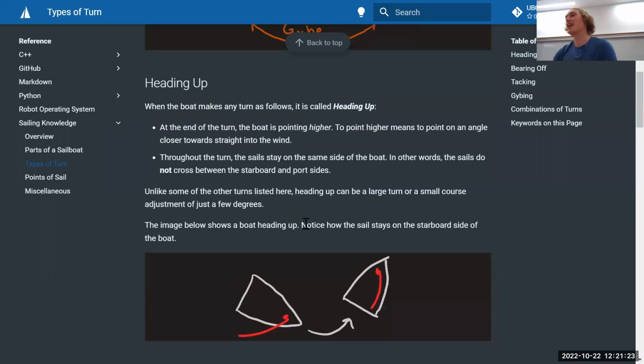So the first turn is heading up. So a turn when you head up, that just means that your boat is pointing higher up towards where the wind is coming from. And it also means the sail stays on the same side of the boat. So if your sail switches sides, it's not heading up.